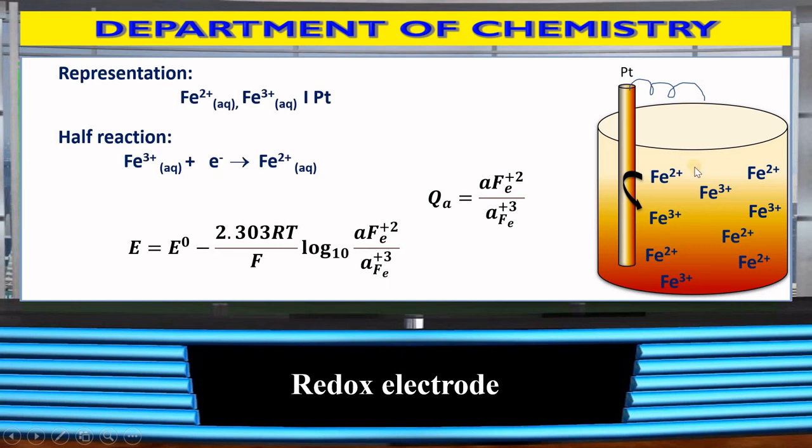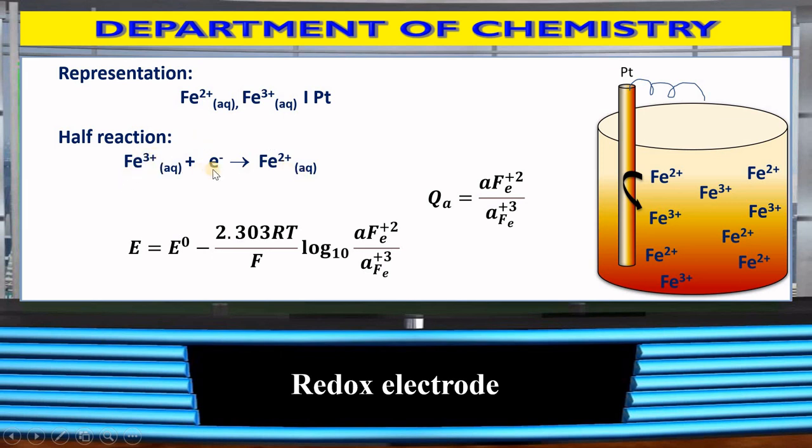In this case, the cell representation for this electrode is Fe2+ aqueous, Fe3+ aqueous, single vertical line, and pure metal platinum. These two are ions of the same element in different oxidation states, and both are present in aqueous form, therefore I write a comma. To differentiate the phases of the electrolytic solution and the pure metal, I use a single vertical line, and platinum is present in solid state. The half cell reaction for this electrode is Fe3+ plus electron gives Fe2+ in aqueous form.